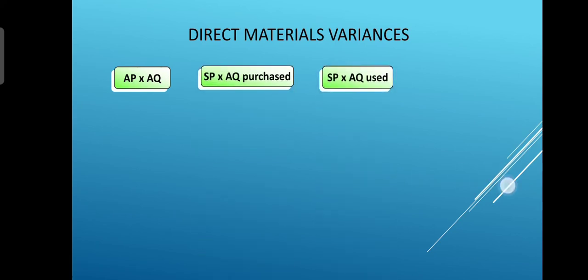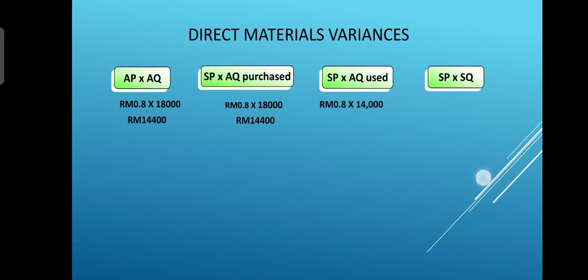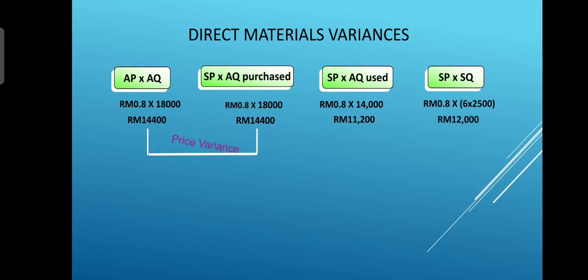AP times AQ, SP times AQ, SP times AQ, SP times SQ. There are 2 SP times AQ in the middle, SP times AQ purchased and SP times AQ used, because quantity purchased is not the same as quantity used. You can use this diagram in the exam.